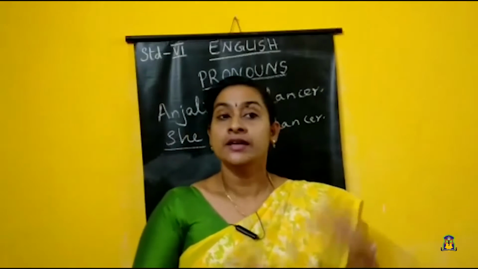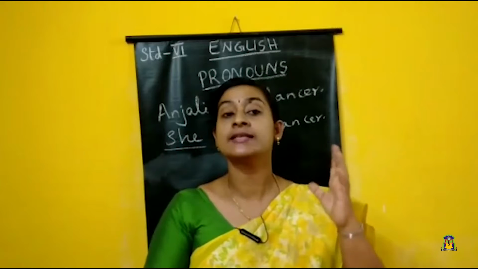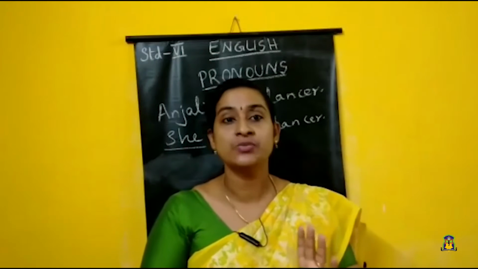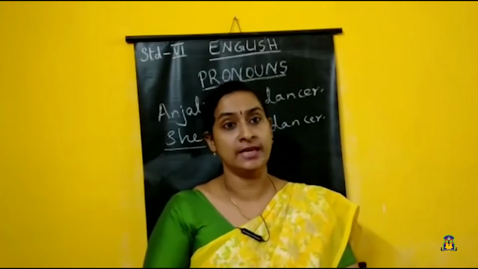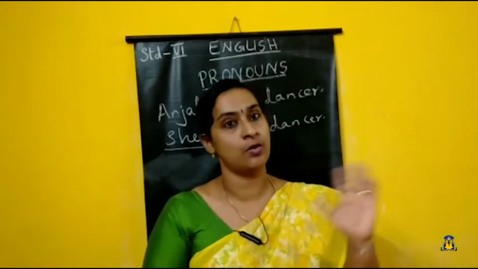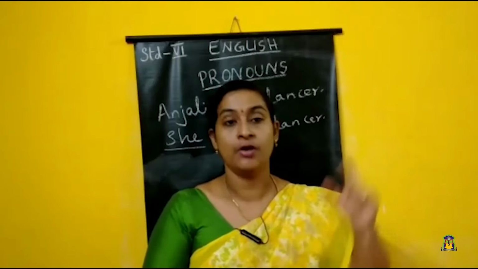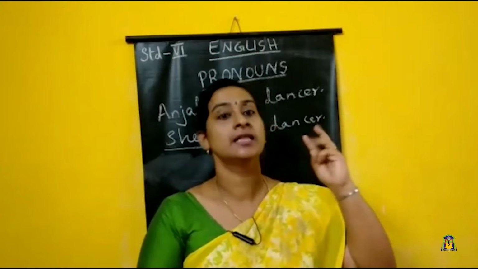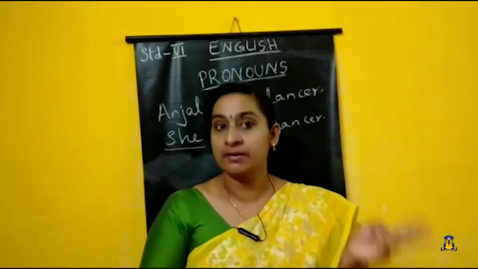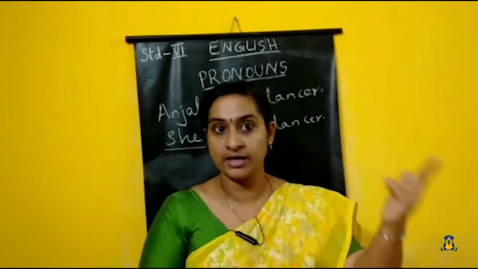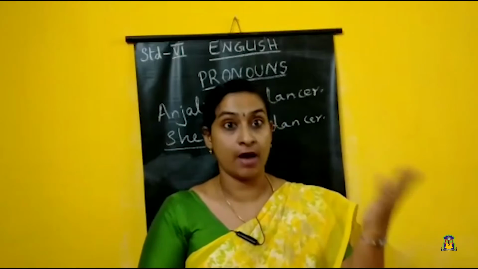Okay. Next, we are going to learn different types of pronouns. There are 7 types of pronoun. The first one is personal pronoun. A personal pronoun stands for a person or a place. There are 3 persons in personal pronoun. First person, second person, third person. First person, the person speaking. Second person, the person spoken to. The third person, the person spoken about.